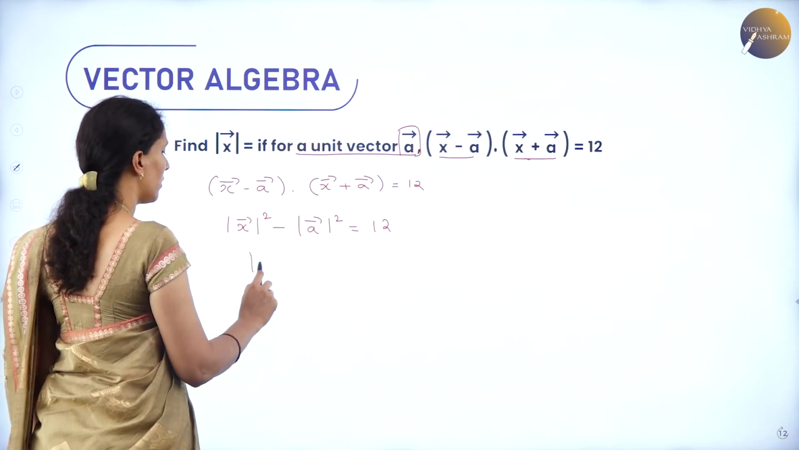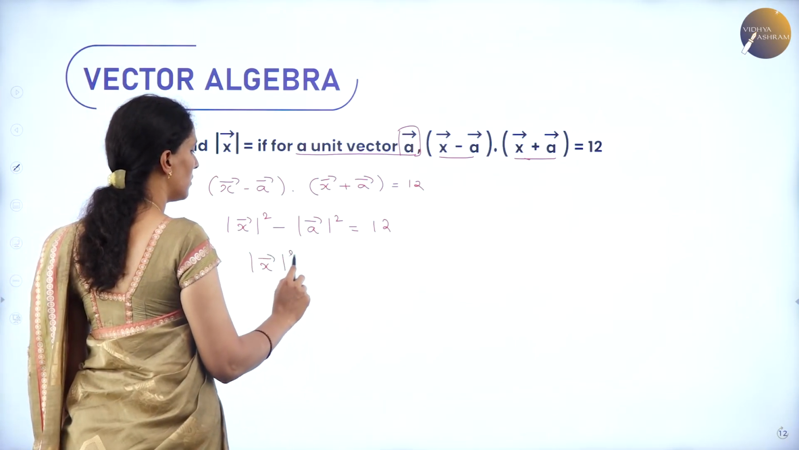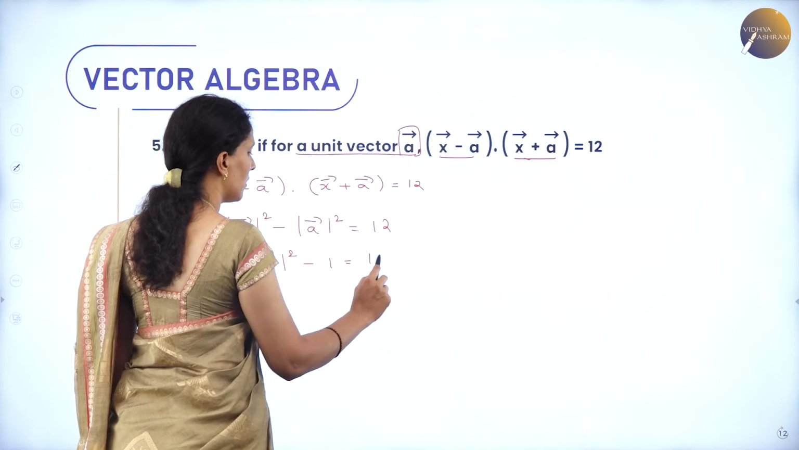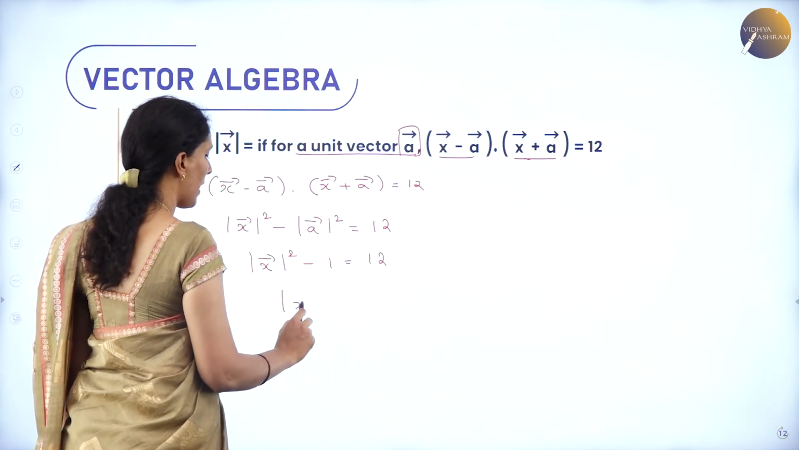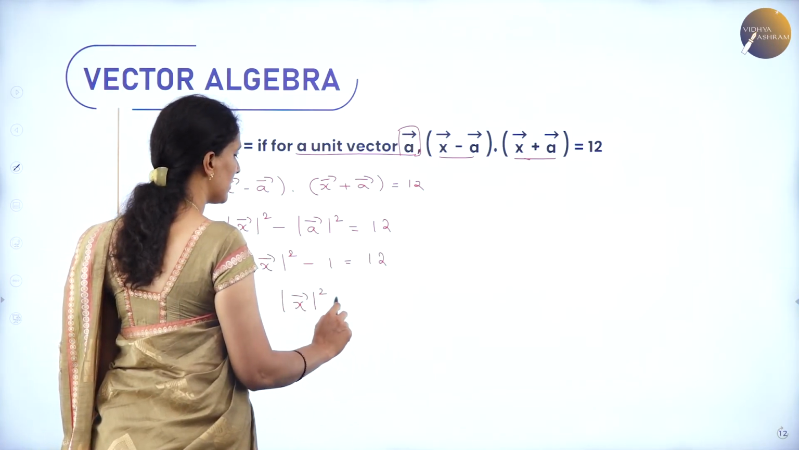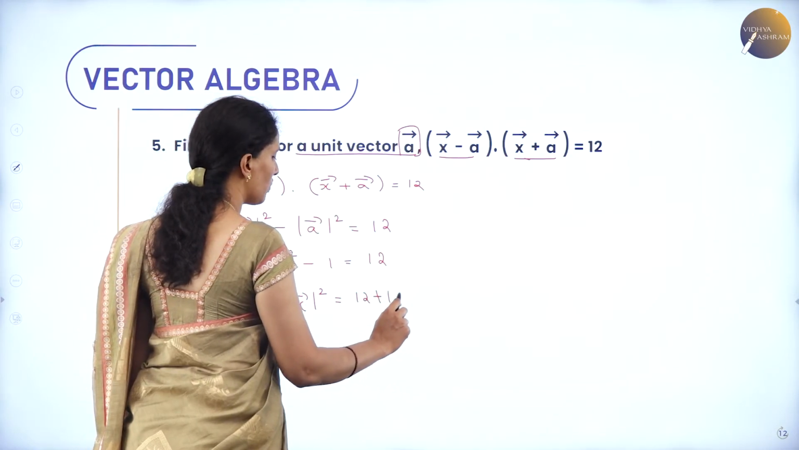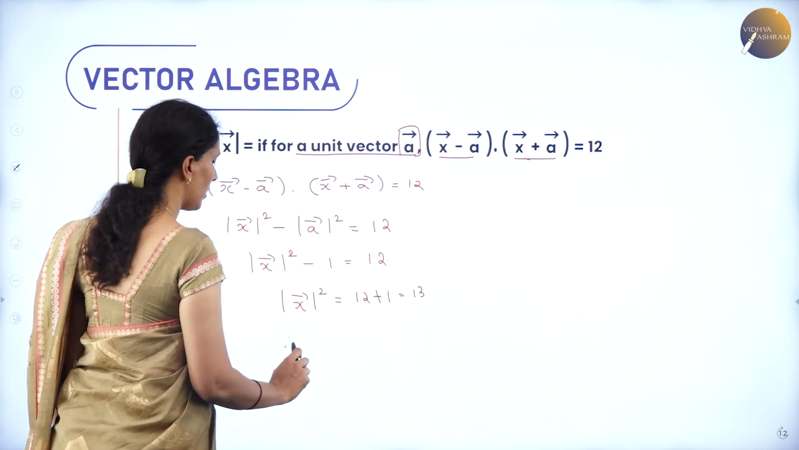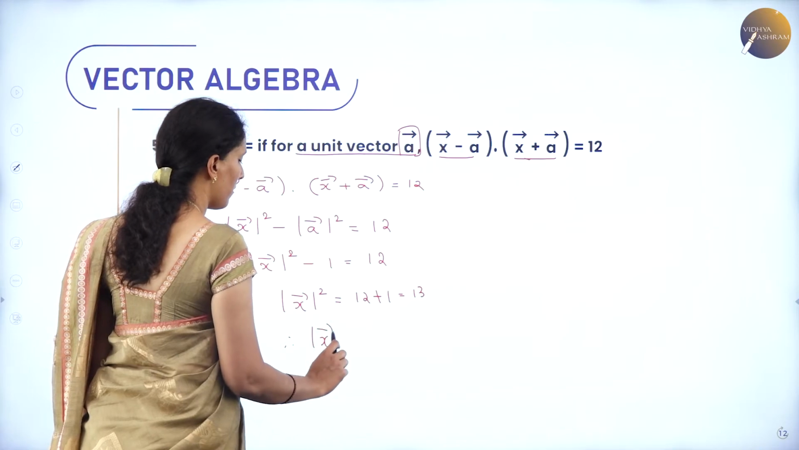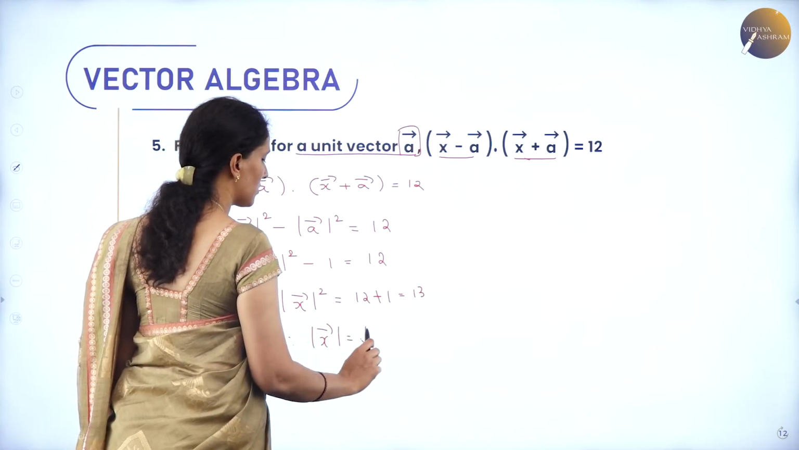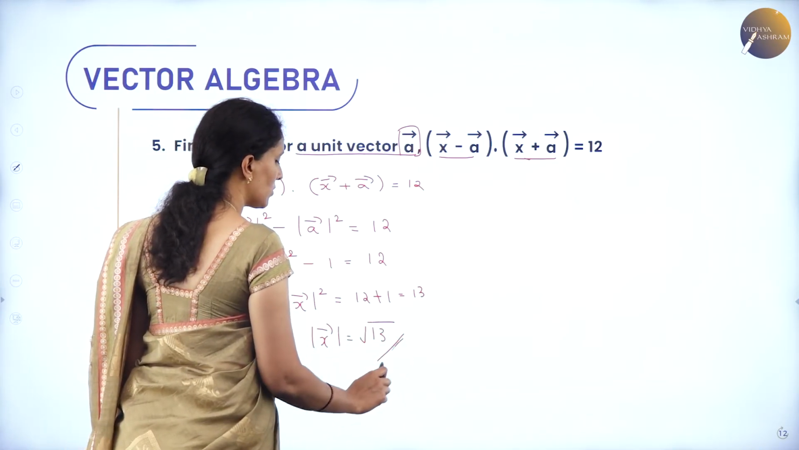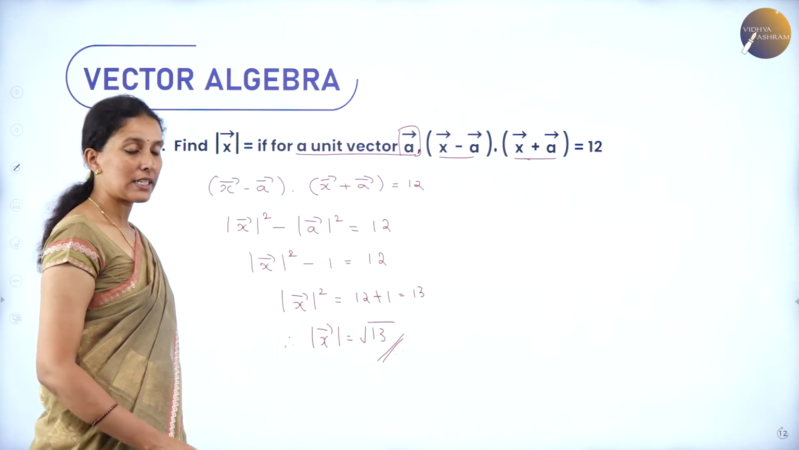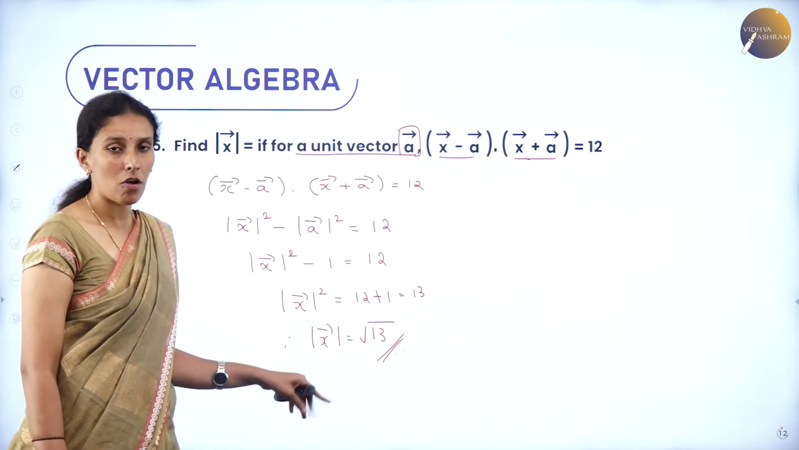So therefore, here it becomes 1. Now the magnitude of vector x square is equal to 12 plus 1, which is equal to 13. So therefore, the magnitude of vector x is square root of 13. Since we are talking about the magnitude, which is nothing but length, there is no need to write plus or minus root 13.